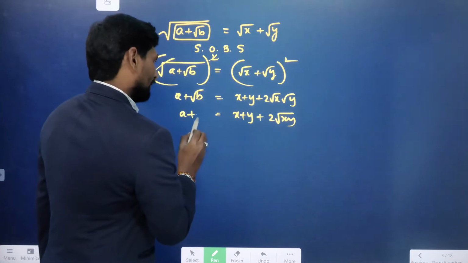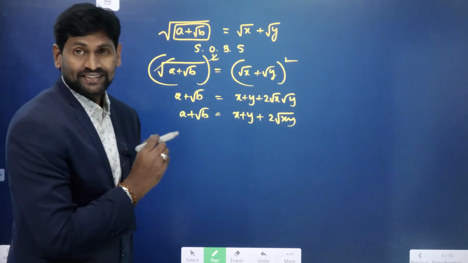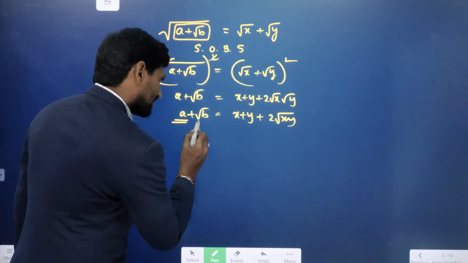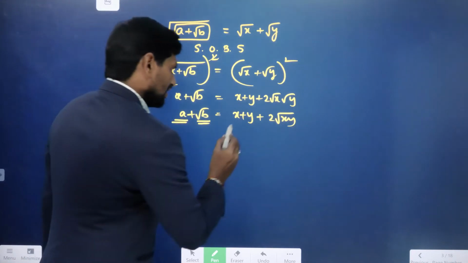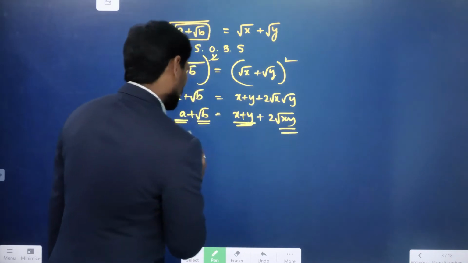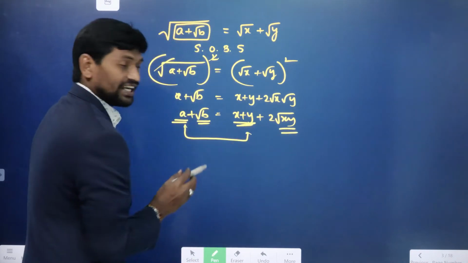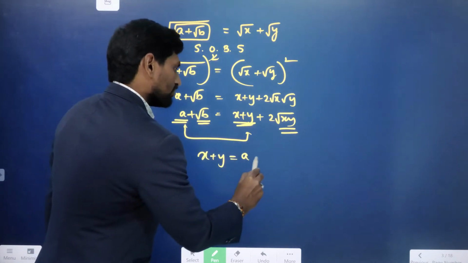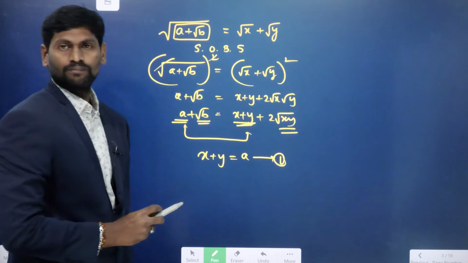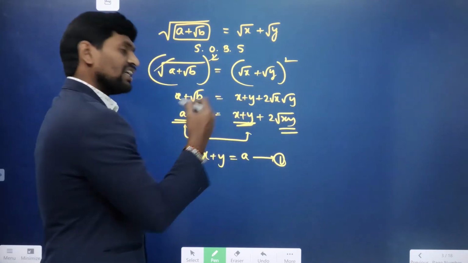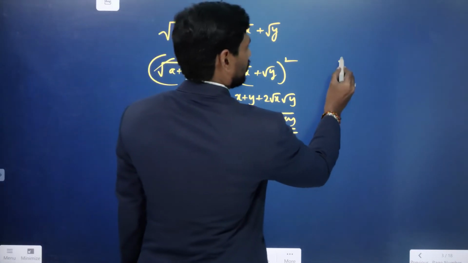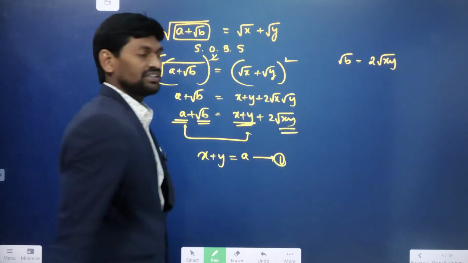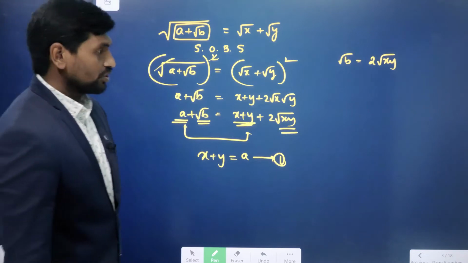Now compare the LHS part and RHS part. Here the LHS is a combination of a rational and an irrational number, and here also a rational and an irrational number. So from this we can say that a equals x plus y. Let us take this as equation 1. Now compare the surds: root b equals 2 root xy.